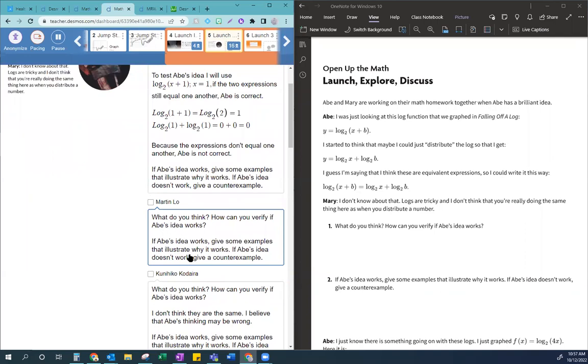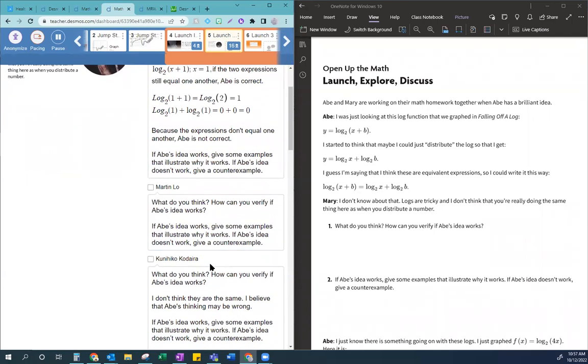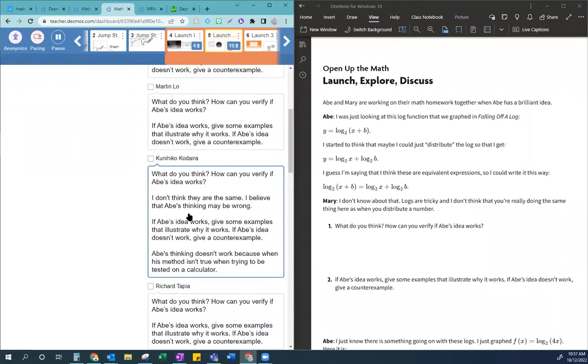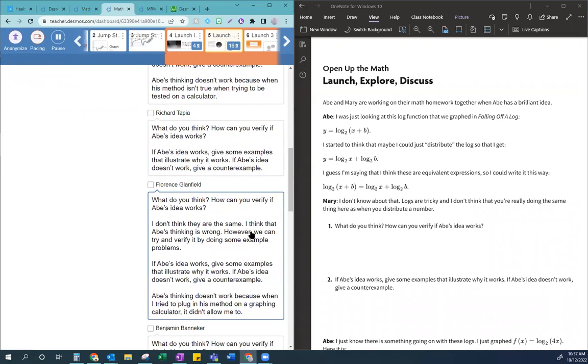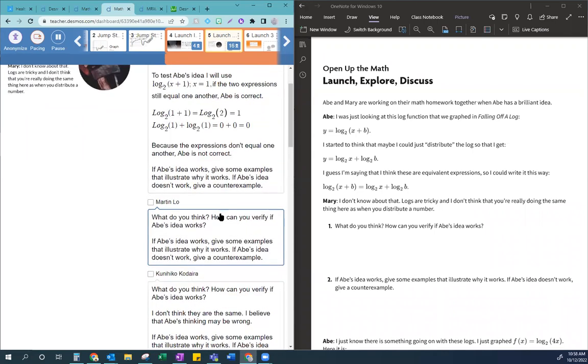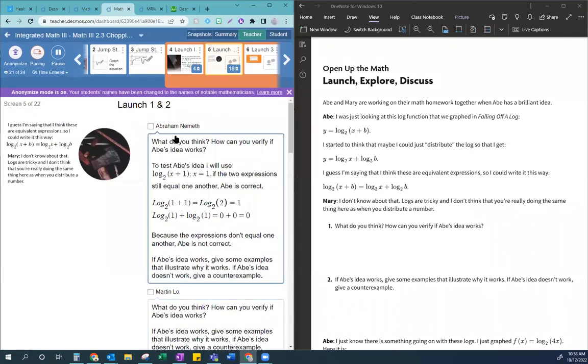What do you think? Abe's idea works. Give some example. I don't think they're the same. I believe Abe may be wrong. So one of the ways that you're checking, this person checks, is just by plugging in a value. This is a very concrete thing. So to prove something works, remember, it's a longer process than proving something that doesn't work, right?